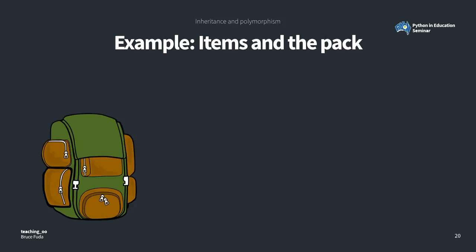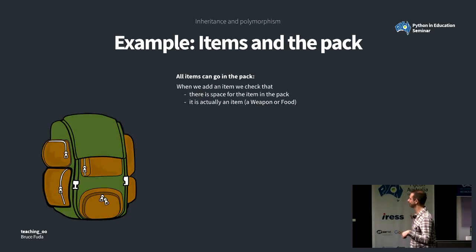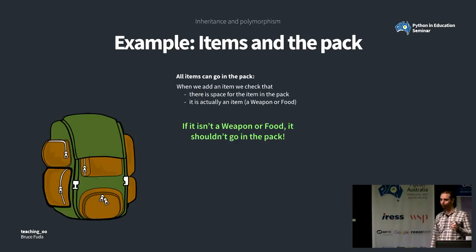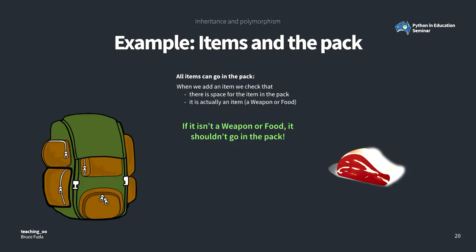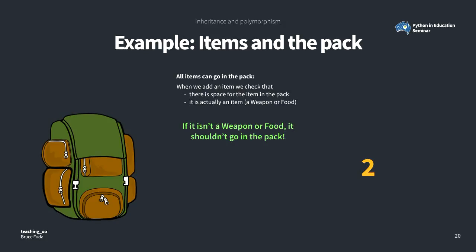So here's our pack. And what we've decided is that all items can go in the pack, regardless of their type. Right? You can pick up swords and you can put them in your pack. You can pick up steak and you can put it in your pack. So if it's not a weapon or food, it shouldn't go in the pack. So our sword can go in, right? Our saber can go in, our steak can go in. But if we try to put a string in, we want to make sure that that doesn't go in there, and we want to make sure that we don't let integers in there too, because they're not items.